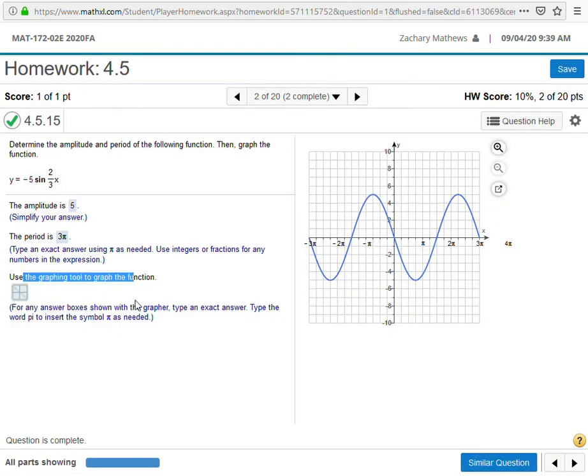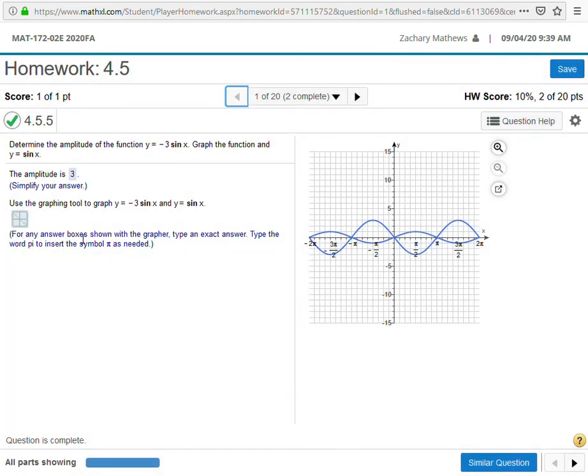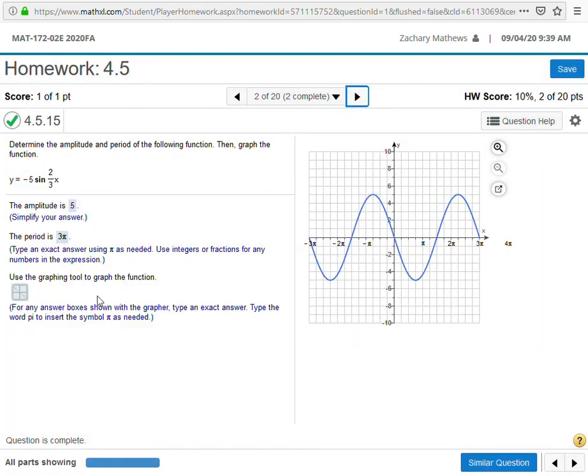Be really careful. Sometimes when it asks you to graph it, it says graph the function. Other times, like number 1, it says graph the function y equals negative 3x sine x. So make sure that if you have multiple graphs that you need to do, you put both of those on there. Sometimes it has you graph the parent function and the transformation, and then other problems it just has you graph that transformed function or the final answer.